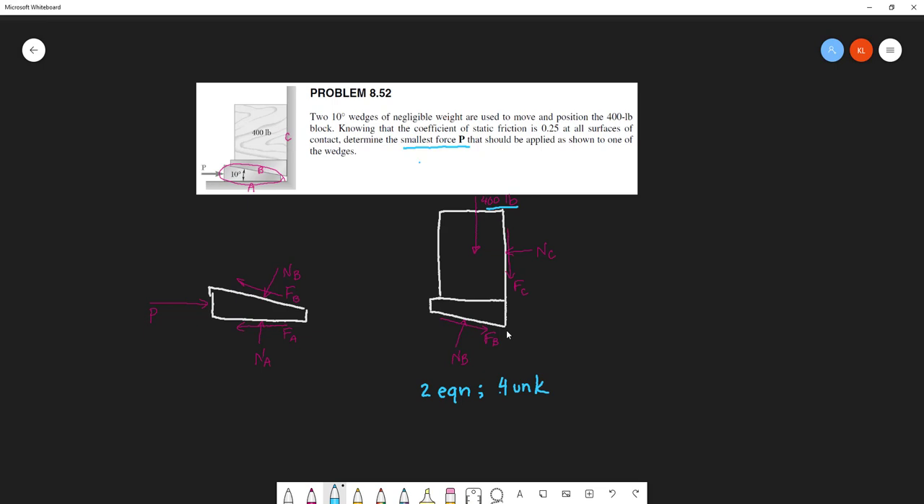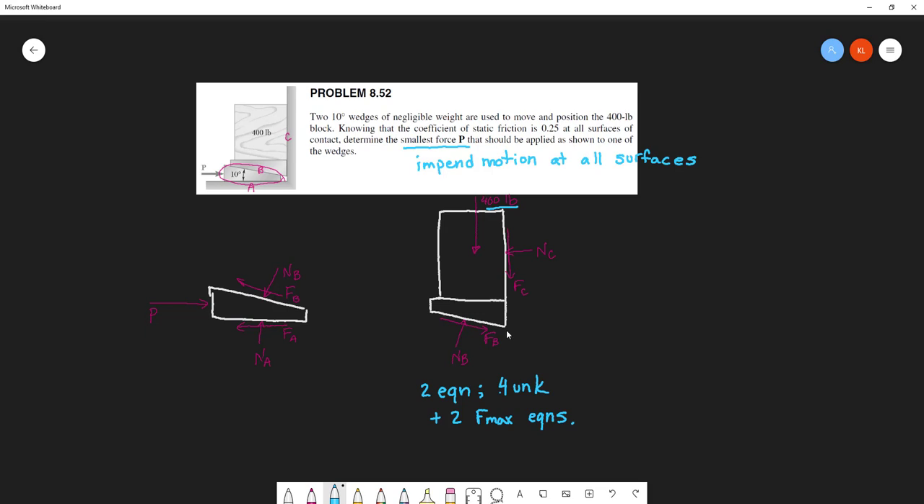So we have impending motion at all surfaces, because I can't slip at one surface and not have the other surfaces also slipping at the same time. All right, so we're going to get plus 2 friction equations, plus 2 F max equations. And they'll give us 4 equations for 4 unknowns.